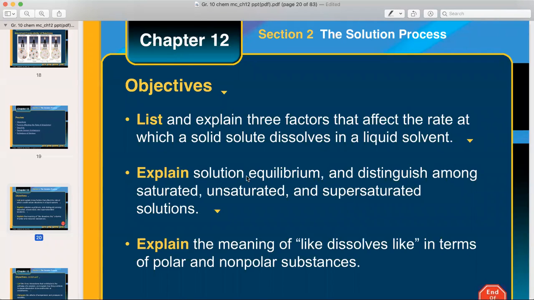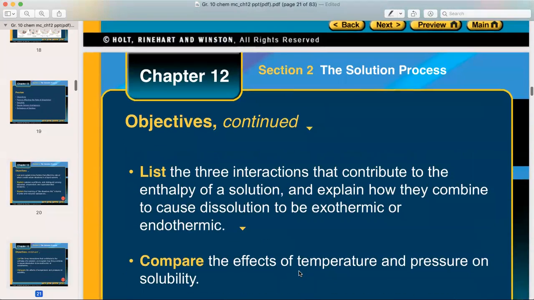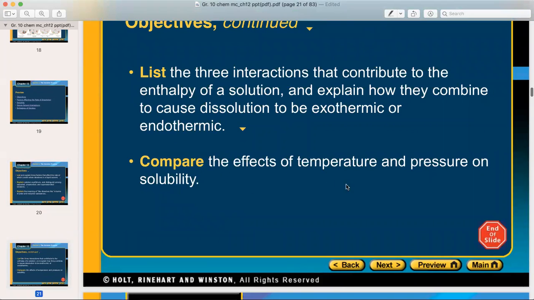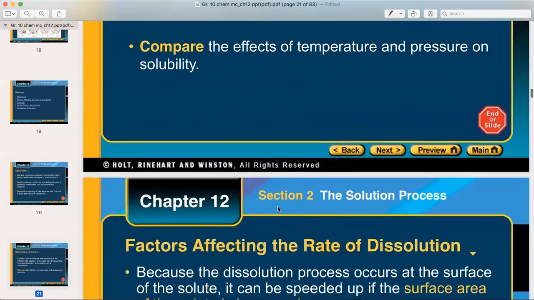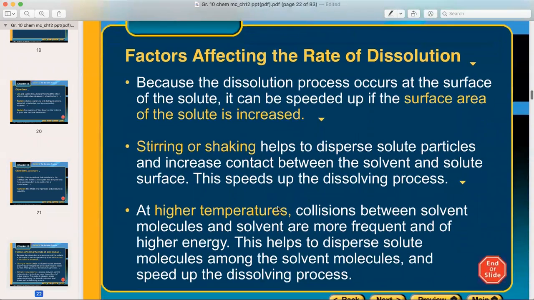Second, explain solution equilibrium and distinguish among saturated, unsaturated, and supersaturated solutions. Explain the meaning of "like dissolves like" in terms of polar and non-polar substances. Effect of temperature and pressure on solubility. So these are the objectives that we will try to cover in this lesson.